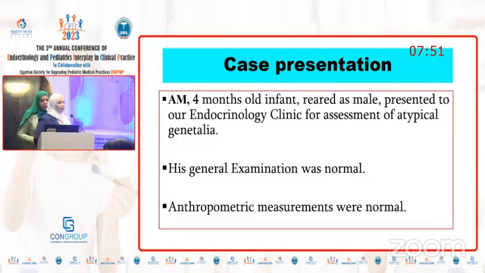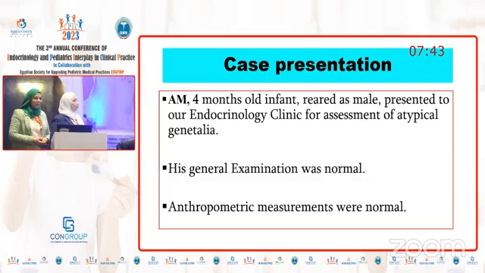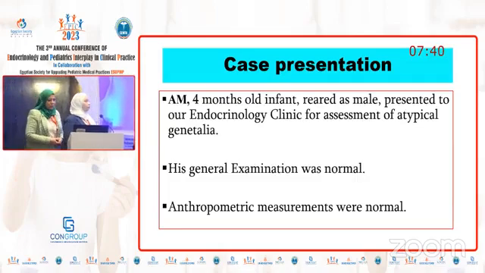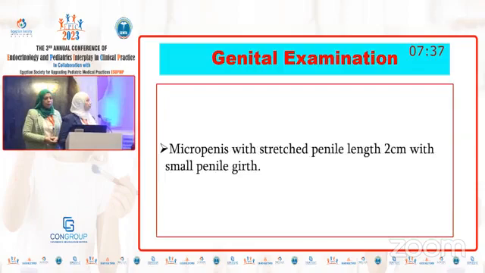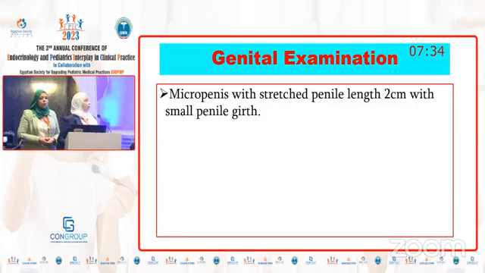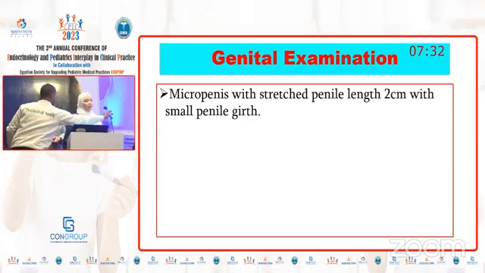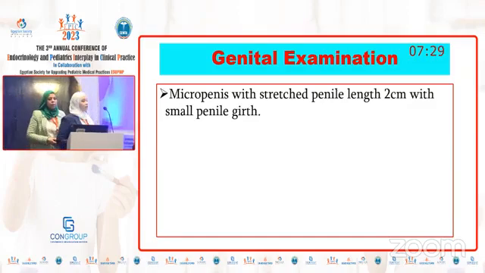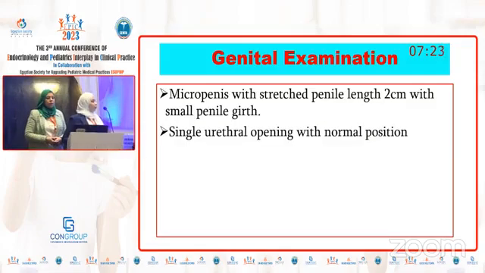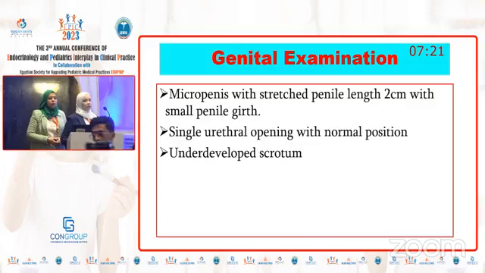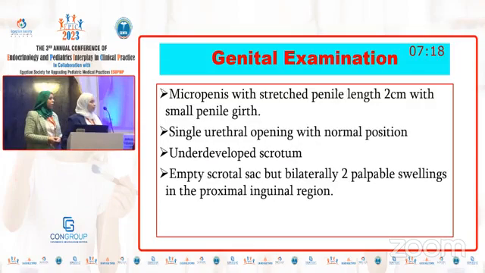Our patient is a 4-month-old infant reared as a male, presented to our endocrinology clinic for assessment of atypical genitalia. His general examination was normal. His anthropometric measurements were normal. His genital examination revealed micropenis with a stretched penile length of 2 centimeters, which is below the 10th centile for age, with a small penile girth, with single urethral opening with normal position, underdeveloped scrotum, empty scrotal sac, but bilaterally 2 palpable swellings in the proximal inguinal region with an external muscularization score of 8.